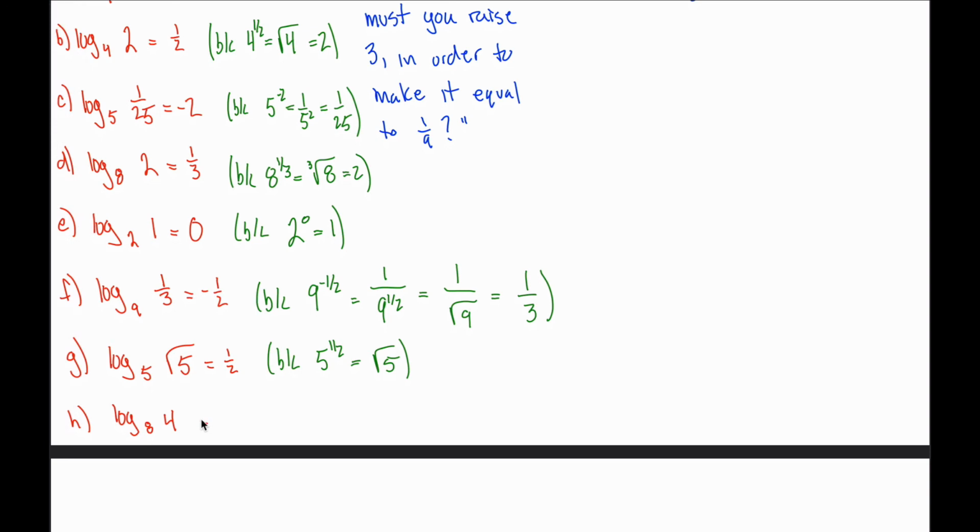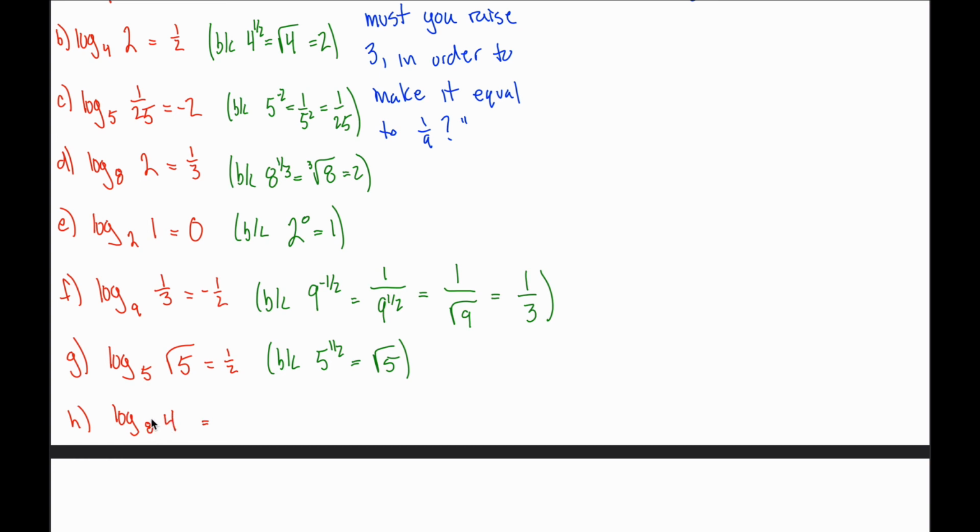I don't even know how to argue this. Maybe I tell you the answer and then I can kind of argue where the answer came from. I think this is going to end up being 2/3. You're like, 2/3? No, it should be half, right? Because 8 times a half is 4. Right, but I'm not multiplying 8. I'm asking myself, what power does 8 have to be raised up to make it equal to 4? And you're like, 1/2, right?